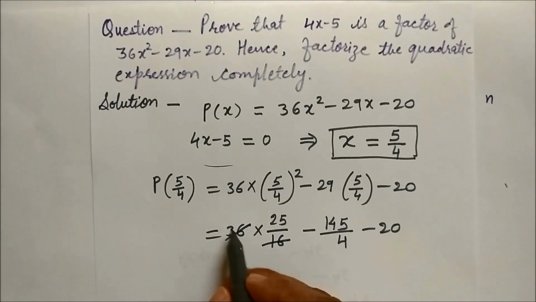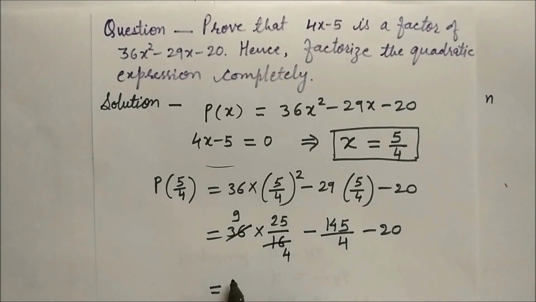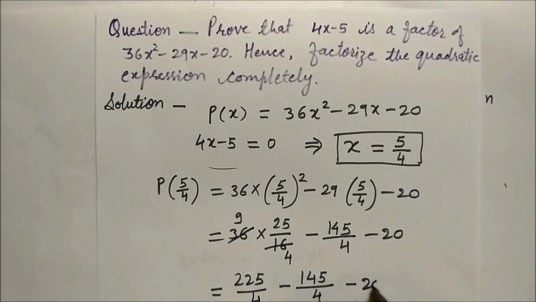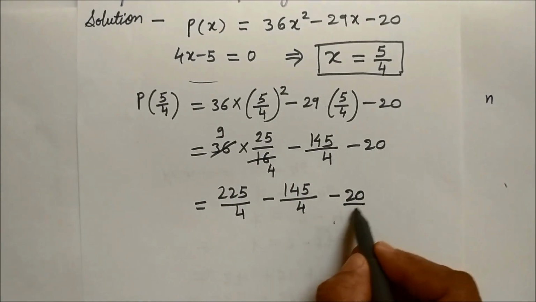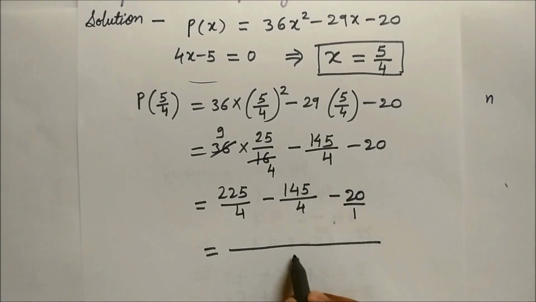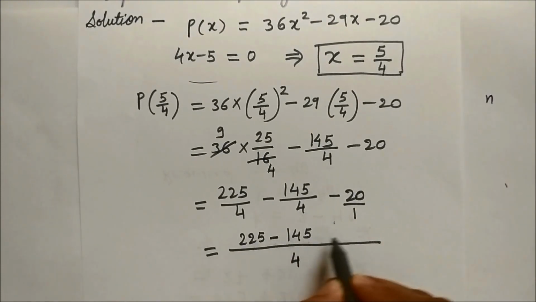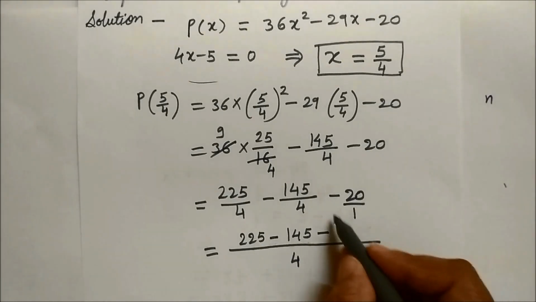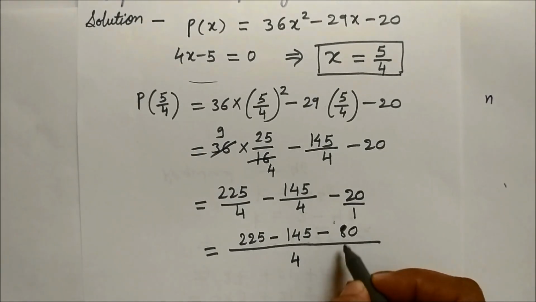We can divide it by 4. 4 9s are 36, 4 4s are 16. 25 into 9 is equal to 225 upon 4 minus 145 upon 4 minus 20. Now after that we will take LCM, and LCM is here 4. So we can write a single denominator, that is 4. 225 as it is, 145 is also as it is, and here the denominator is 1. So 4 divided by 1 is 4, 4 multiplying in numerator, 20 into 4 is equal to 80.